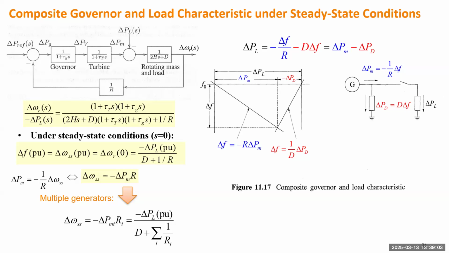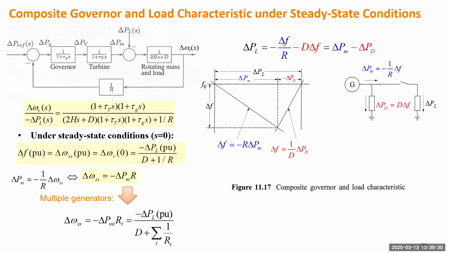So if I assume there's a change on this load, that change will be coming from both the change of the generator and the change on the frequency dependent load. So what this equation tells is the total change on the load on the frequency insensitive part is equal to the change on the mechanical power minus the change on the frequency sensitive part.